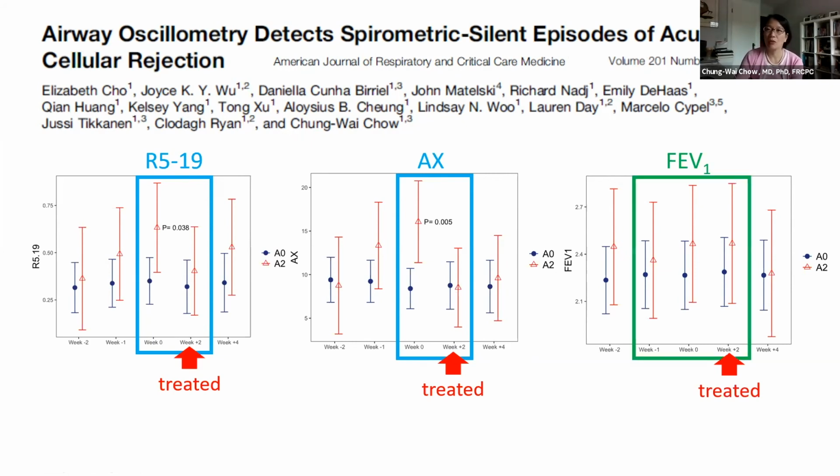And again, if you just looked at the FEV1 values in these patients, you would think that they were doing really well. And in fact, if you come from a center where routine transbronchial biopsies are not done, you would have missed these episodes of acute rejection altogether.